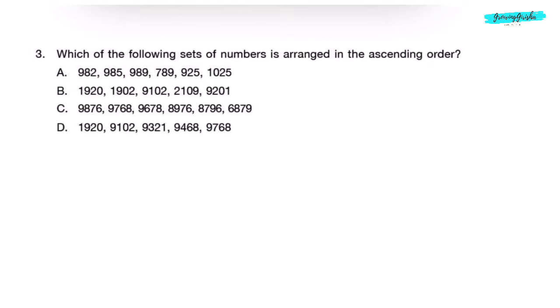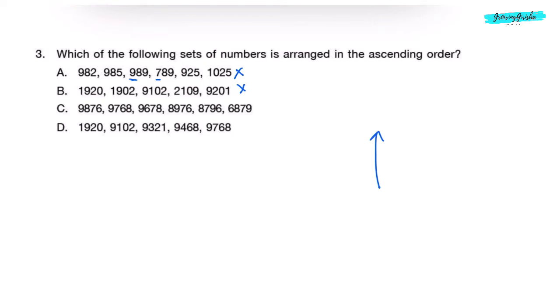Question 3. Which of the following sets of numbers is arranged in the ascending order? Ascending order means from the smallest to the biggest. Option A, 982, 985, 989, 789. 900 is greater than 700, means it is not in ascending order. Option B, 1920, 1902. 1920 is greater than 1902. This is also not in ascending order.